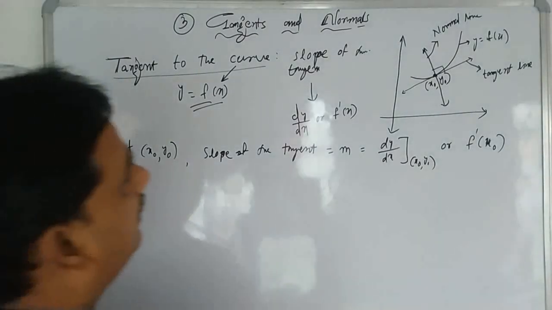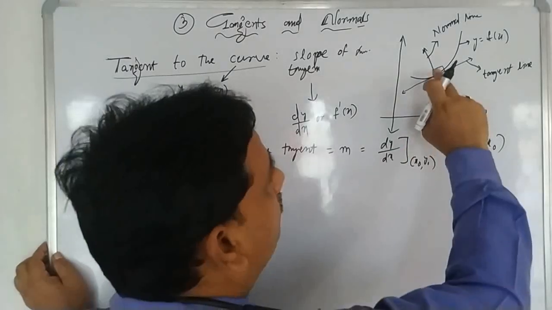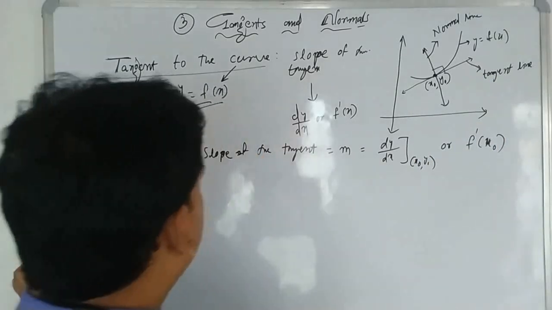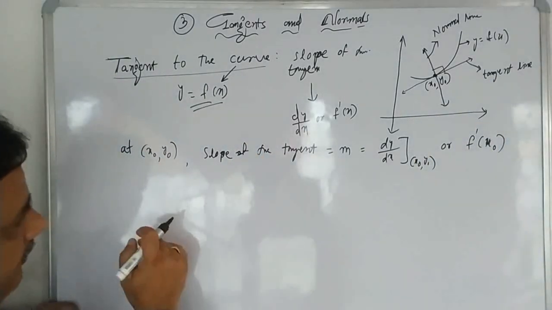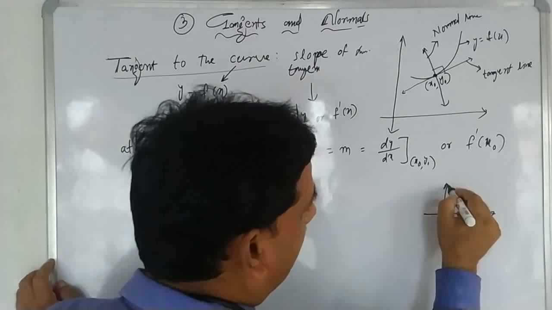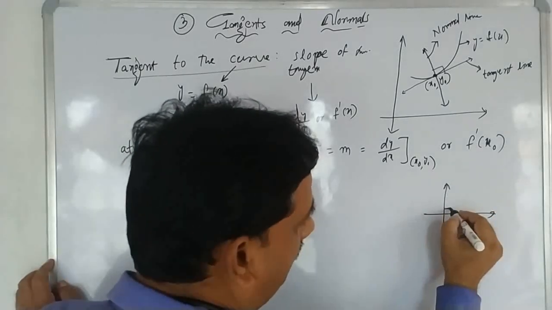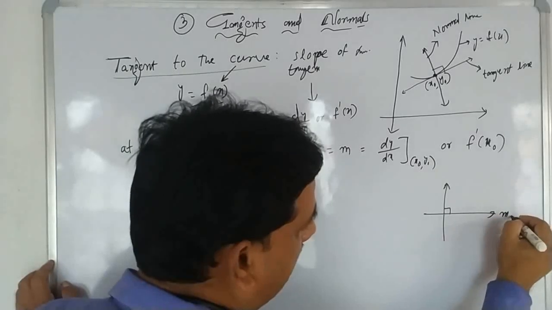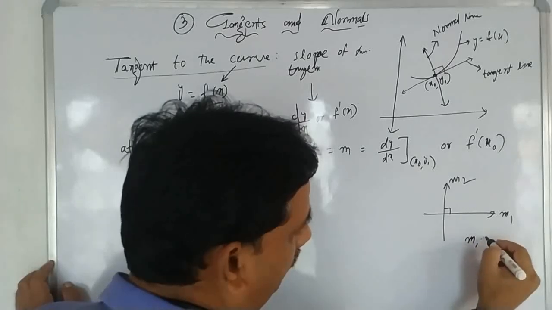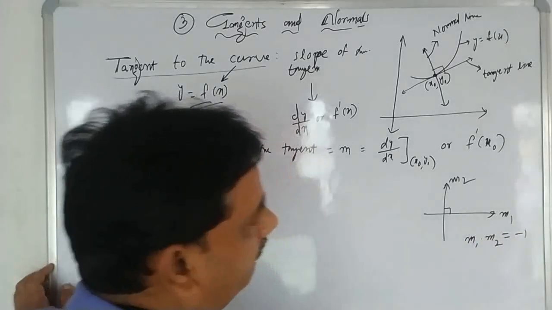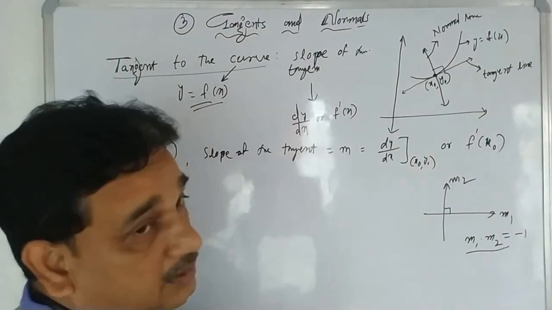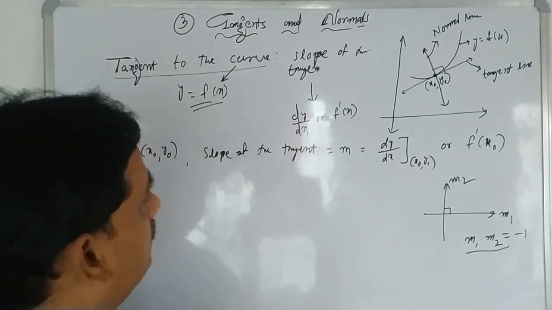Now, slope of the normal. You know that normal is perpendicular to the tangent. If the slope of one line is m1 and the slope of the other line is m2, and the two lines are perpendicular to each other, then m1 into m2 is equal to minus 1. The product of their slopes is equal to minus 1.